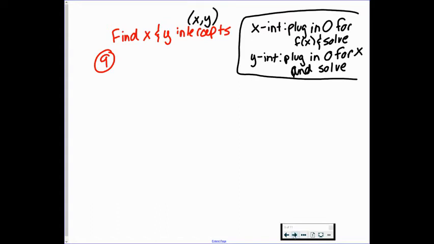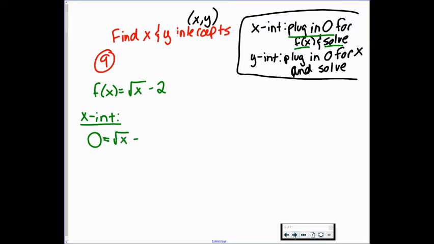All right, so let's go ahead and do number 9. It says f of x equals the square root of x minus 2. First, let's go look for the x-intercept. To find the x-intercept, I'm going to plug in 0 for f of x and solve that equation. Solve it by adding 2 to both sides.